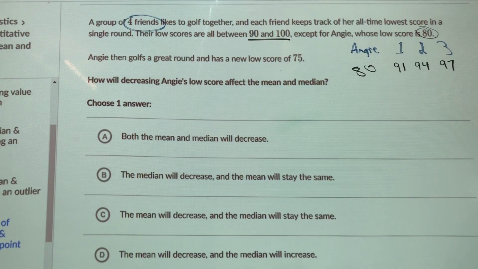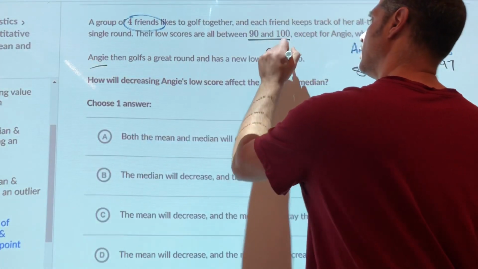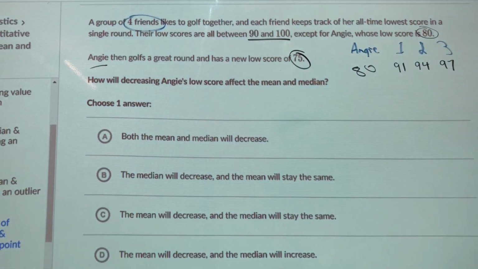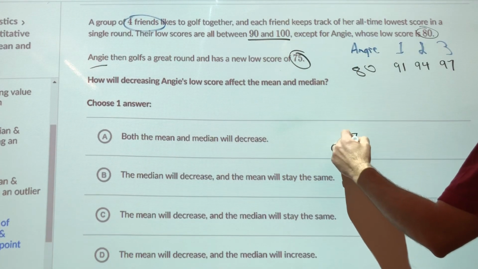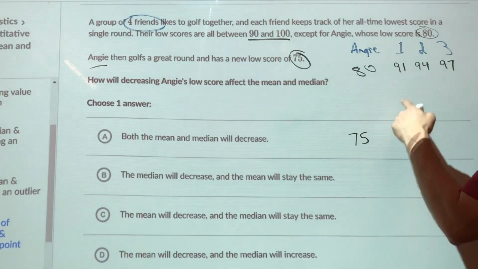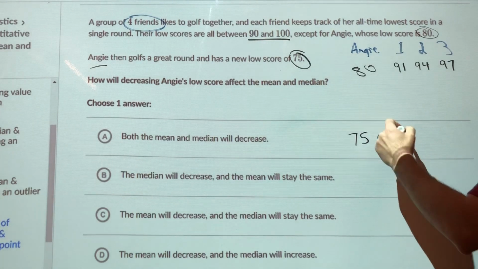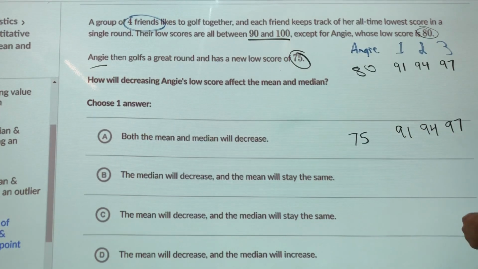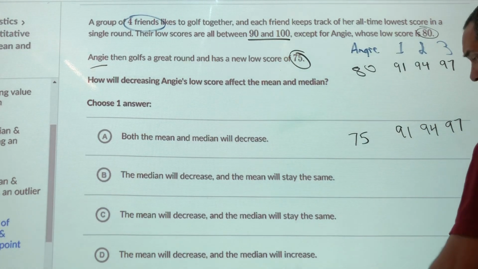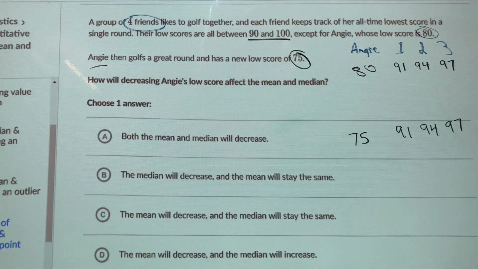And then it says Angie has a great round, and now her new low score is 75. So now there's a totally different set of data. The new data is I'm replacing Angie with 75. But all the other golfers have the same scores. 91, 94, 97. At this point, I'm going to find the mean and the median.